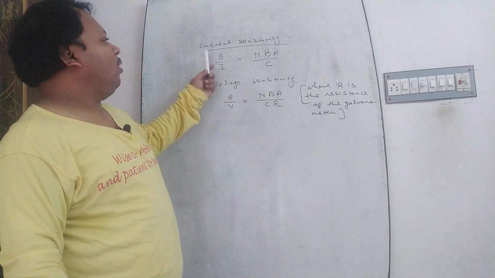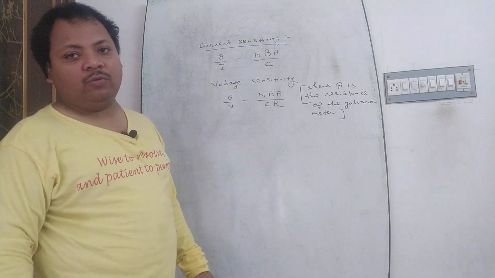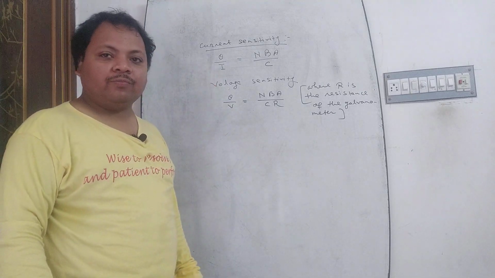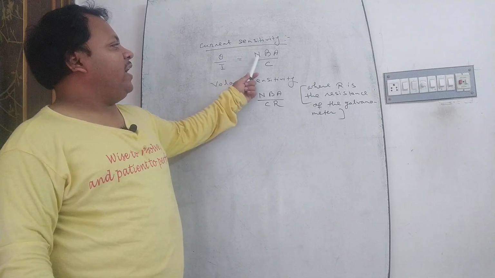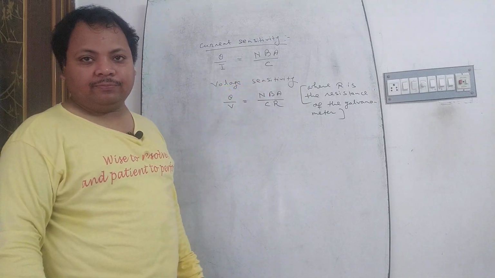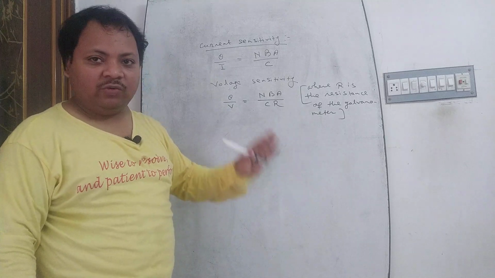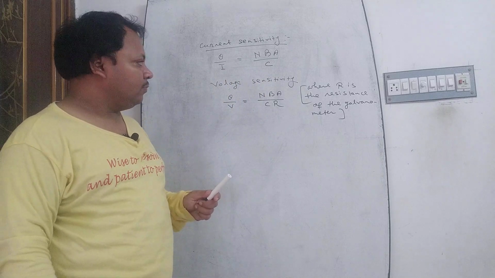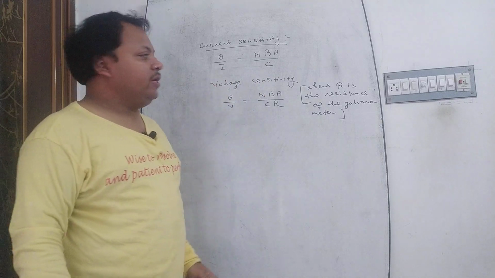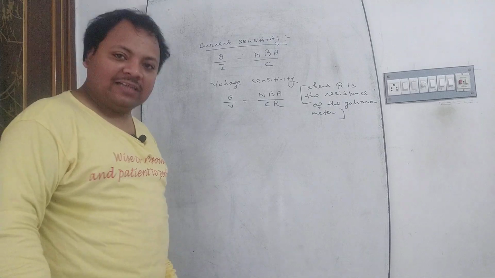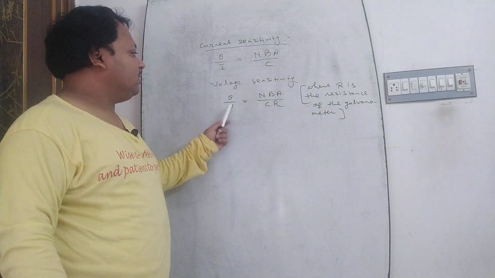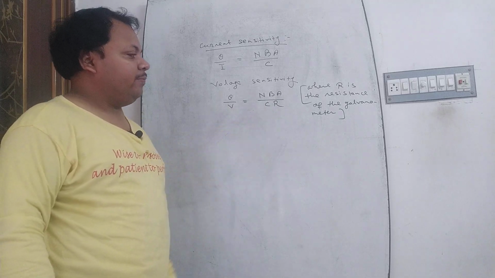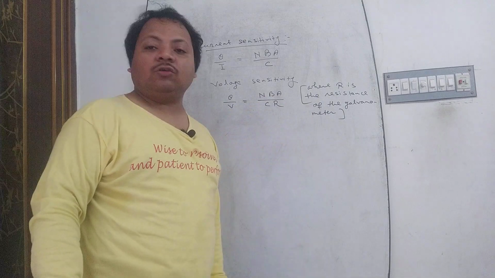And the sensitivity of the moving coil galvanometer can be expressed as theta by I, which is equal to NBA by C. From the previous relation, we can write that theta by I is equal to NBA by C. And you know V is equal to I into R. That's why the voltage sensitivity is theta by V, equal to NBA by CR. Here R is the resistance of the galvanometer.